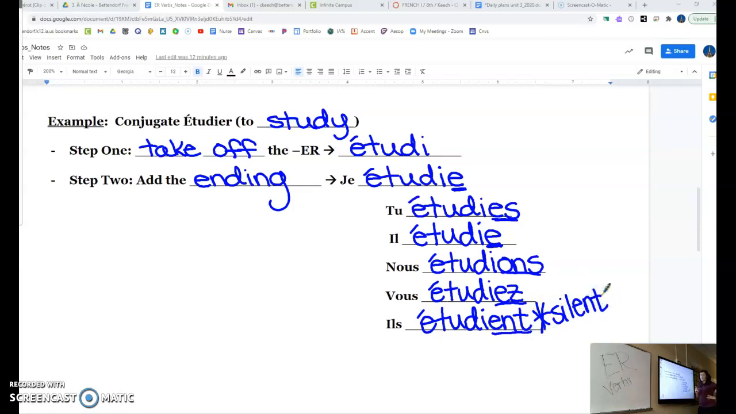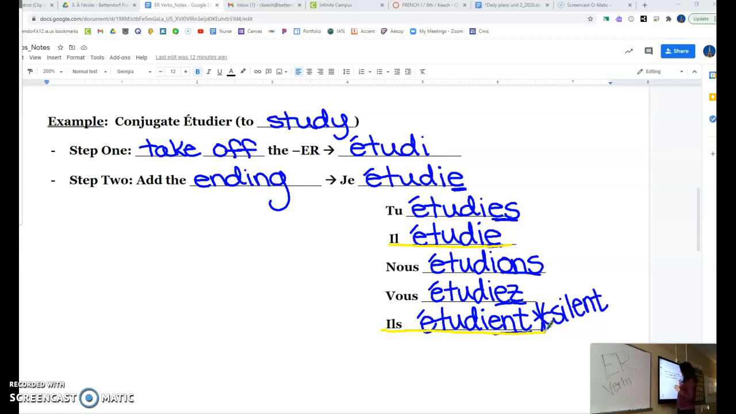You do not pronounce that ENT. So he studies is il étudie. They study is ils étudient. Do you hear the difference? Hopefully. So if I'm talking about he studies, il étudie. They study, ils étudient. Because this ENT is silent.